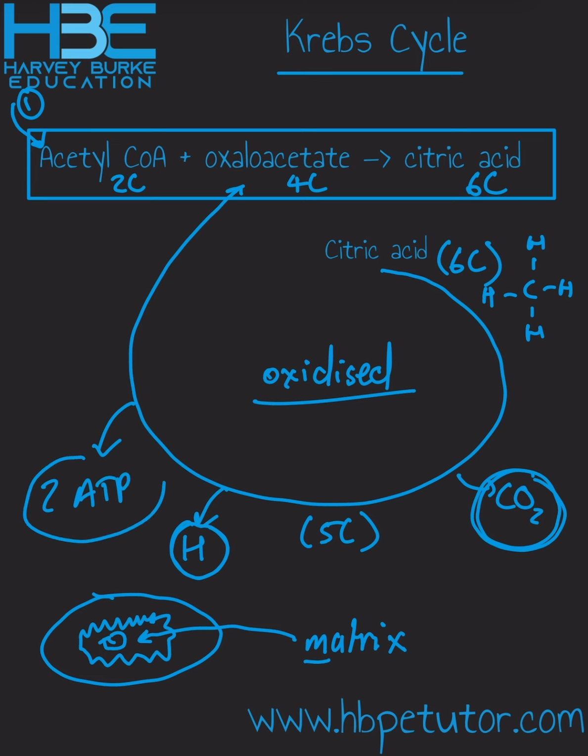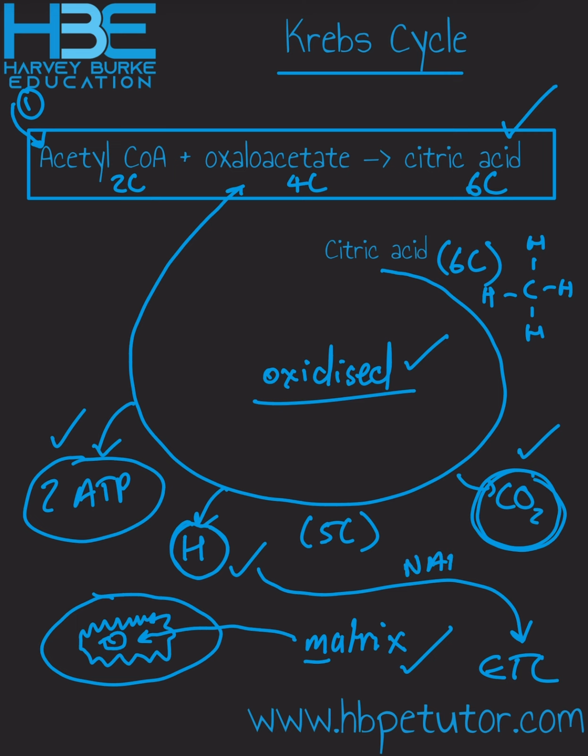So you would want to say that in the Krebs cycle, acetyl-CoA binds with oxaloacetate to form citric acid. The citric acid is then oxidized, which produces CO2, hydrogen, and 2 ATP, and it all happens in the matrix of the mitochondria. And if you wanted to, you could finish by saying that hydrogen is then transported to the electron transport chain via proteins called NAD and FAD.